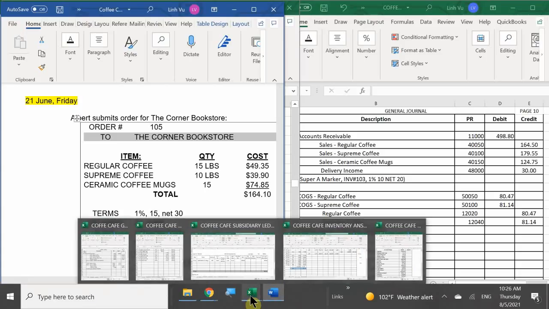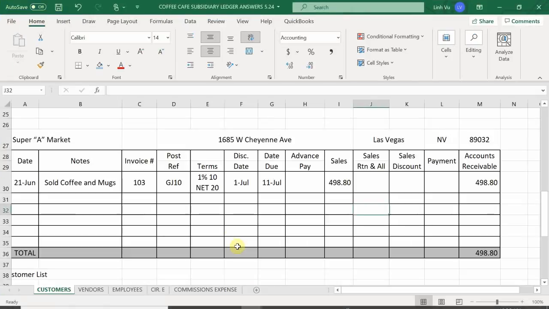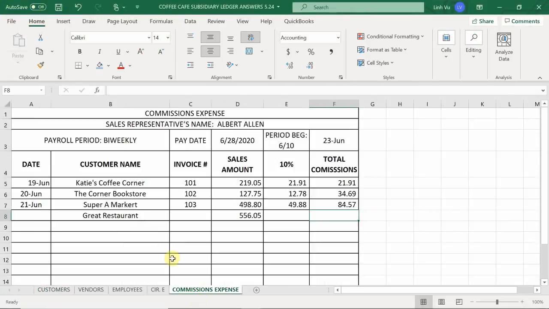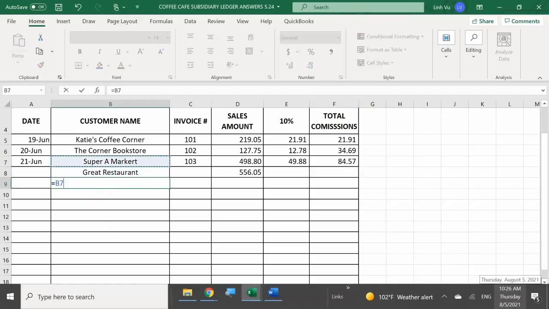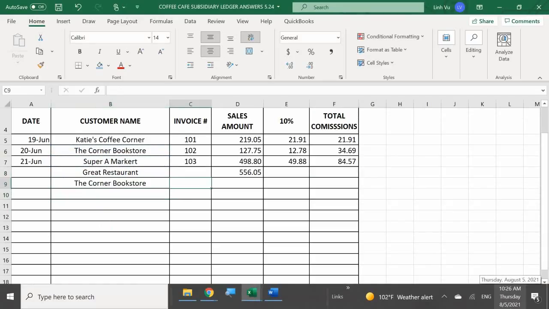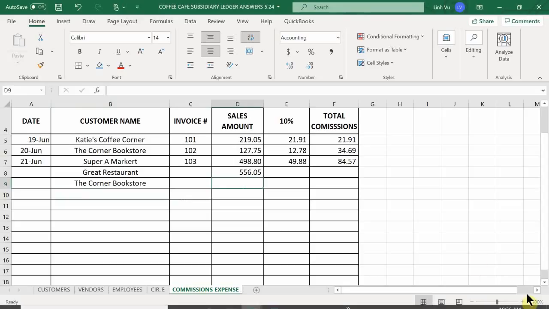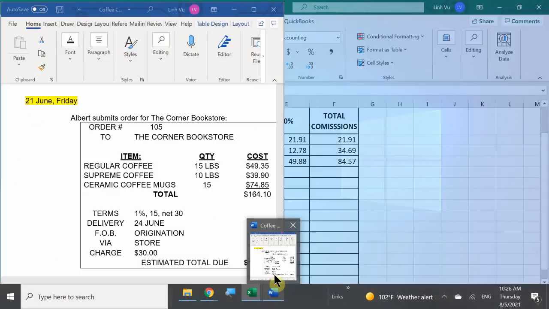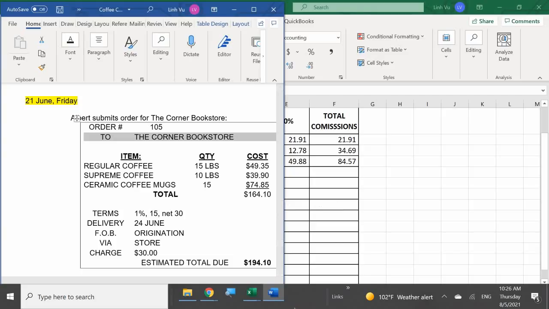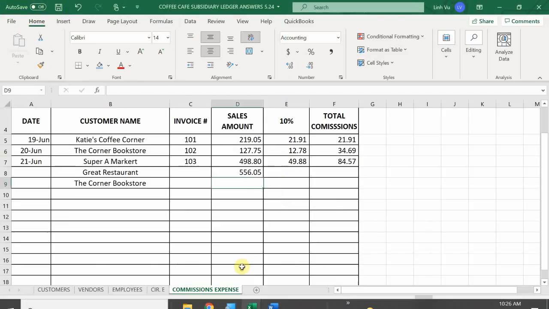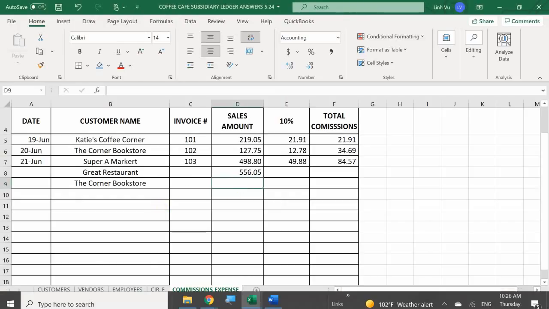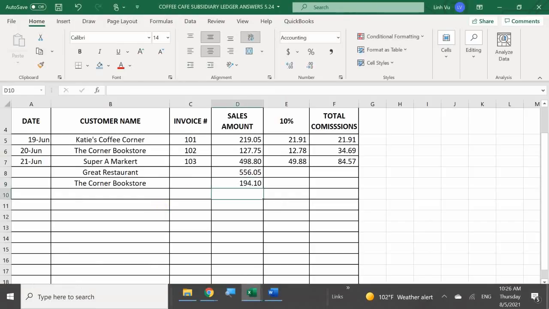So where do we need to go? Sub-ledger to commissions. To commissions, good. So please enter the information as a potential sale. Good. Corner bookstore. How much is this time this person being quoted for? 194.10. Good.